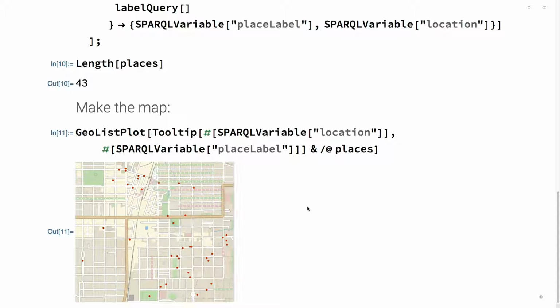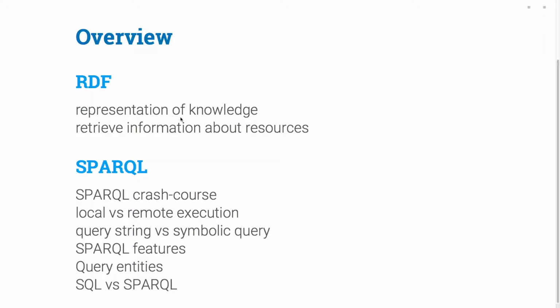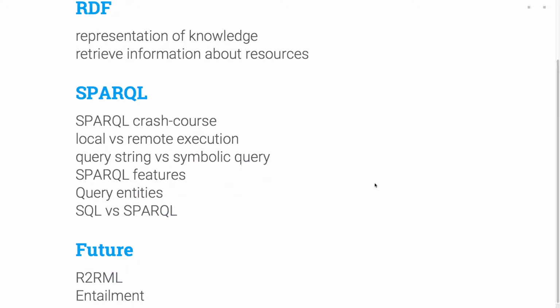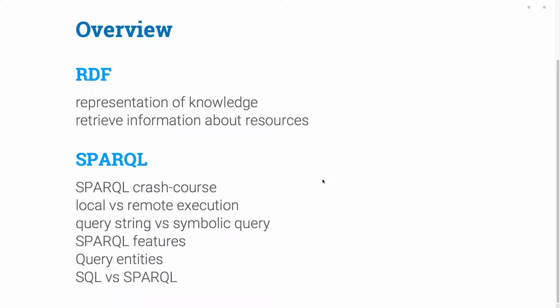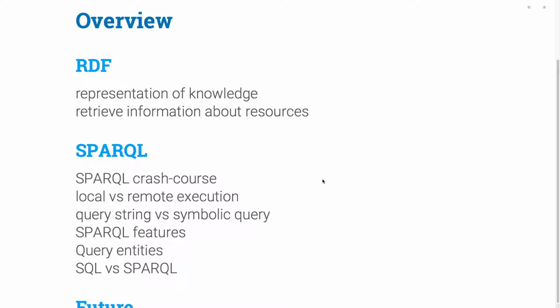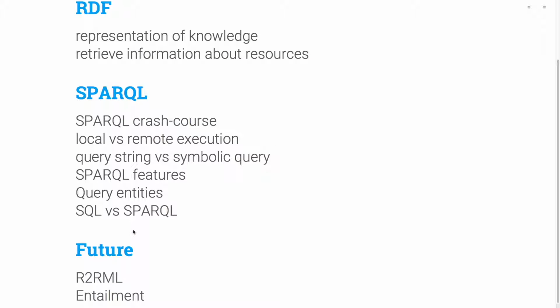So how was it possible that this data could be shown in a map directly? It is because the information that came back, stored in the variable location, was something that is meaningful to the Wolfram language, so it could directly show it on the map. And we are going to see how that works in general. So the overview of this talk is I'm going to introduce RDF, the resource description framework, that is used to describe information. Then SPARQL, which is the query language for RDF, and then some future features that build on top of that framework.